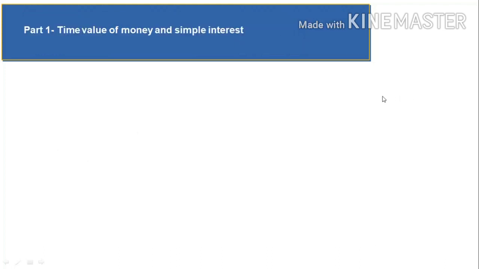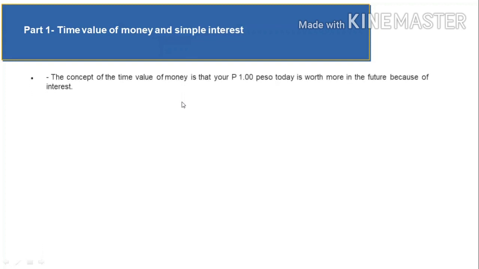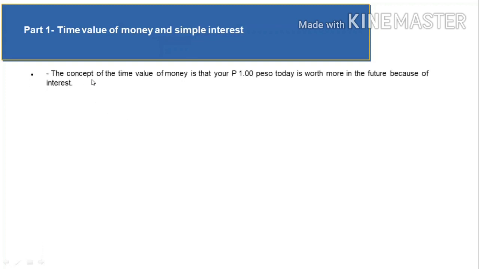So, we are now on the first part entitled Time Value of Money and Simple Interest. So, what is time value of money? The concept of the time value of money is that your 1 peso today will be worth more in the future because of interest. Actually, the simple interest is directly related to this one. So if you have a debt or an investment, those will grow because of interest.